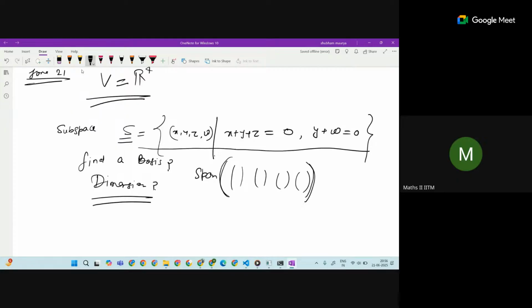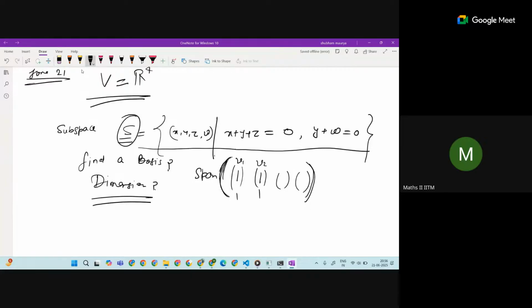A subspace is generally written in set form like this, but I want to find it in a different way. That means I want to find vectors whose linear combinations give the subspace. Last time we saw what a span is. So I just take the span and I will get the whole subspace. So the question is how I will find this vector v1, this vector v2.